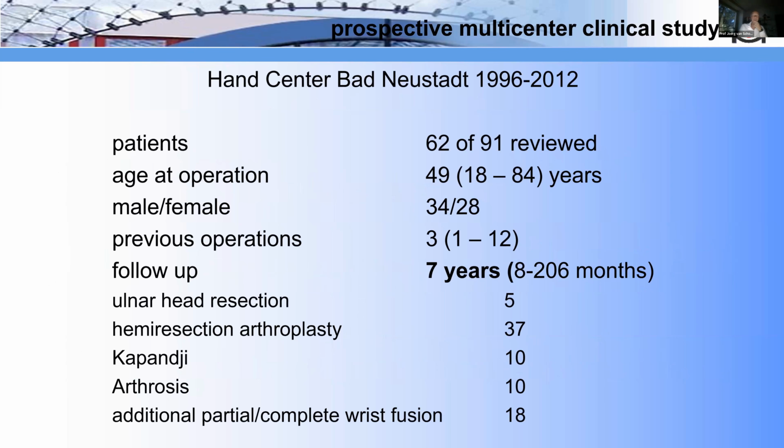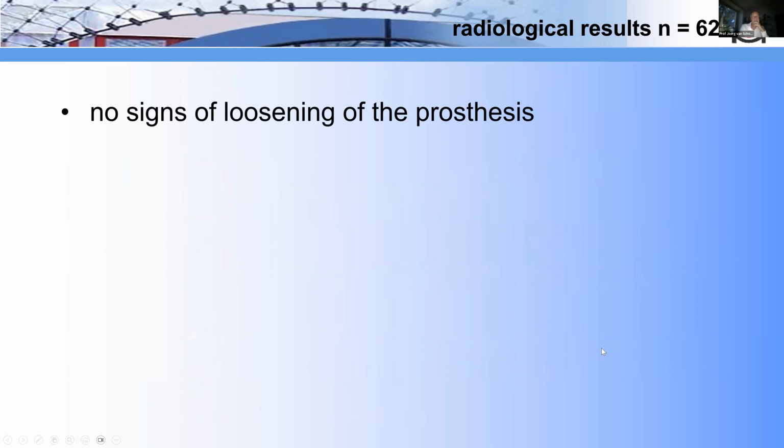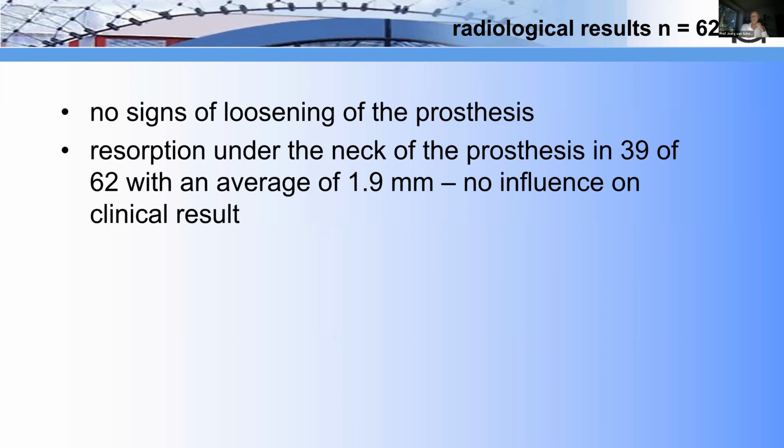In the next step, a fellow of mine reviewed my patients in 2012, all the patients that I operated between 1996 and 2012. These were originally 91 patients, and he was able to review 62 of them with a mean follow-up of 7 years. Radiologically, he could see no signs of loosening of the prosthesis. We did see in 39 of these patients a resorption of the ulnar bone under the neck of the prosthesis, but this had no influence on the clinical results.